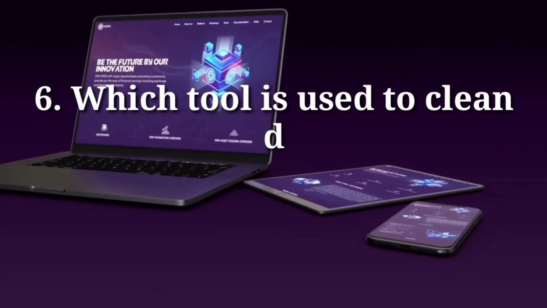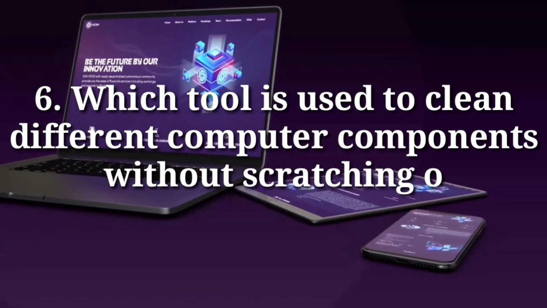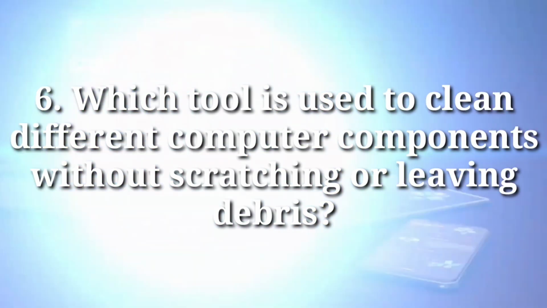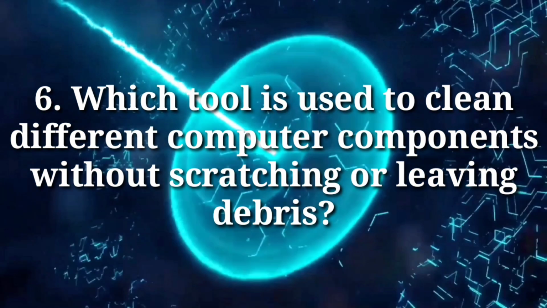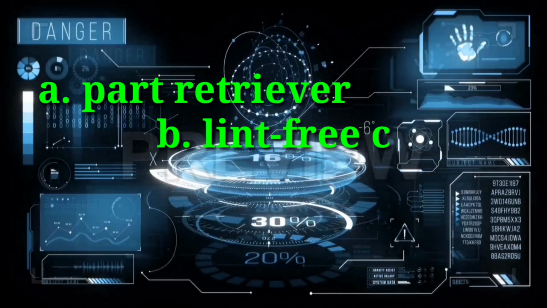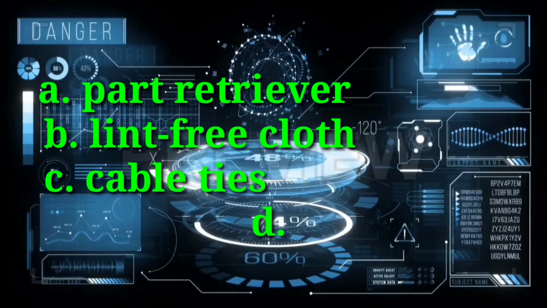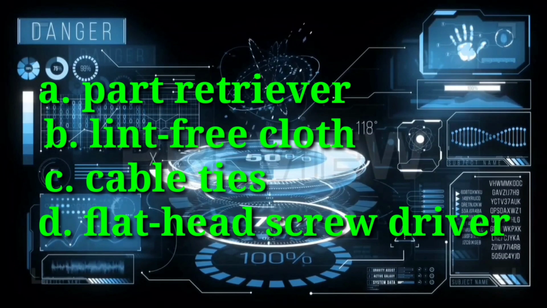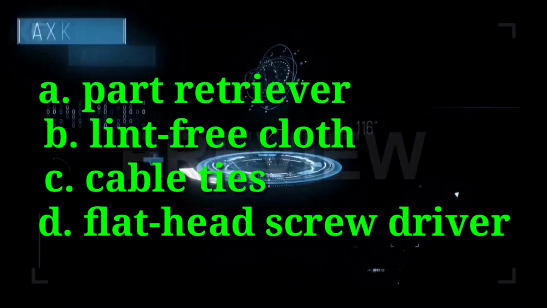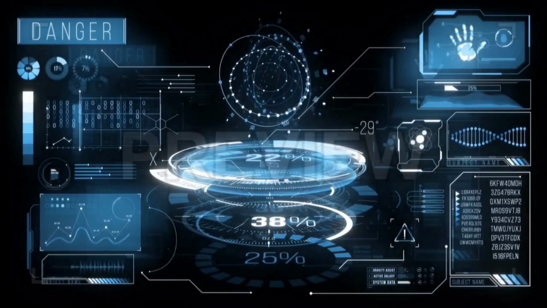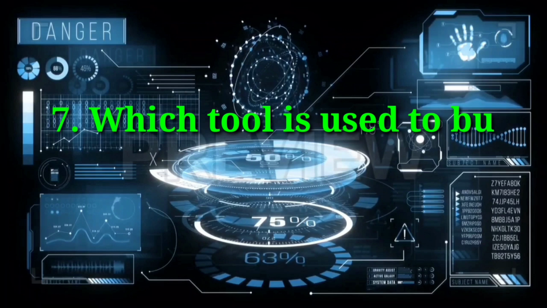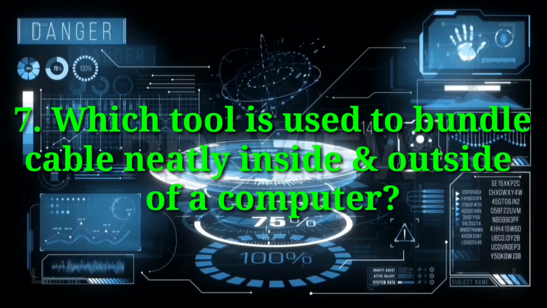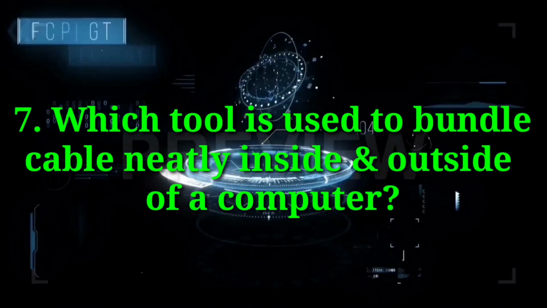Number 6. Which tool is used to clean different computer components without scratching or leaving debris? A. Part retriever. B. Lint-free cloth. C. Cable ties. And letter D. Flathead screwdriver. Number 7. Which tool is used to bundle cables neatly inside and outside of a computer?